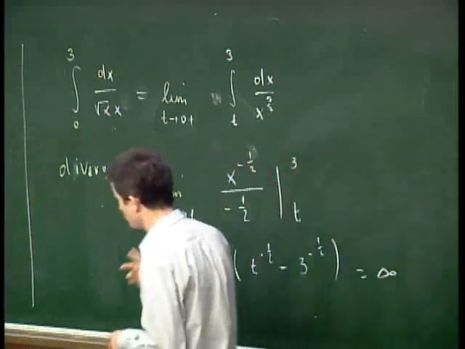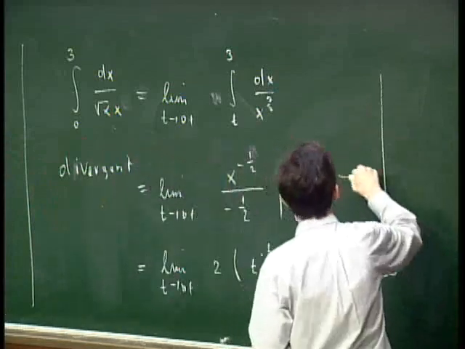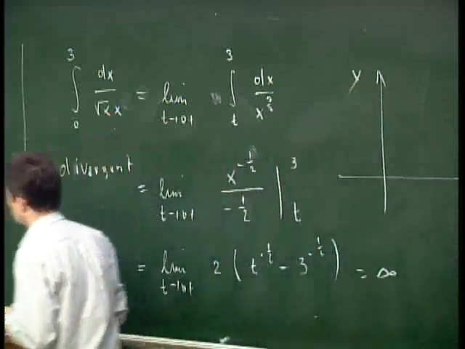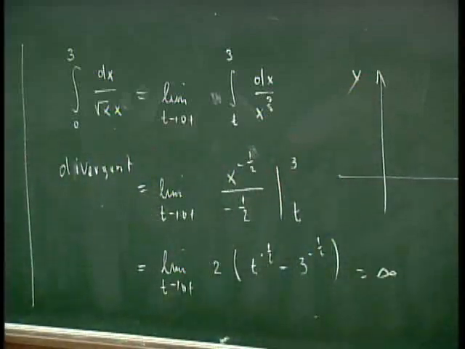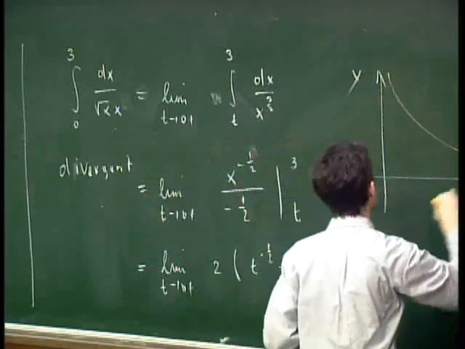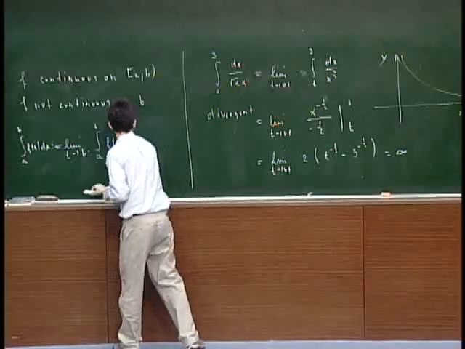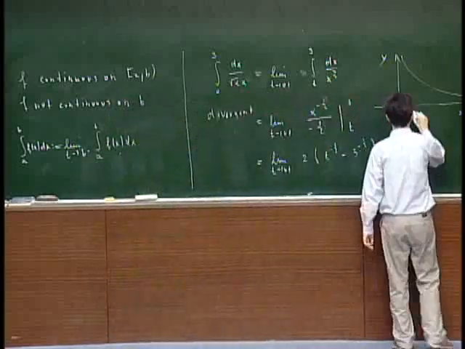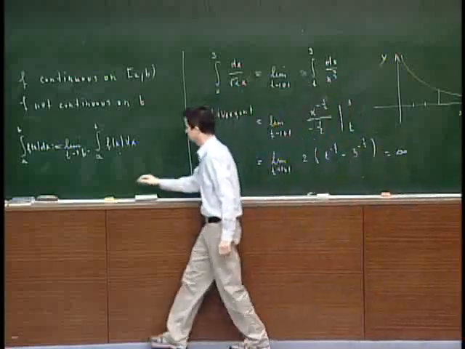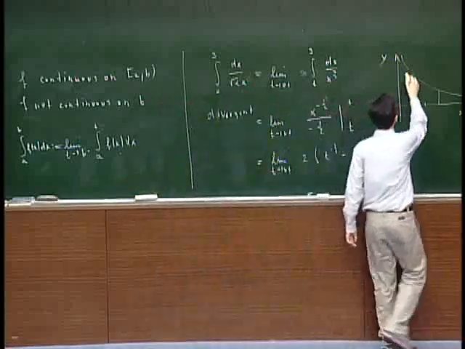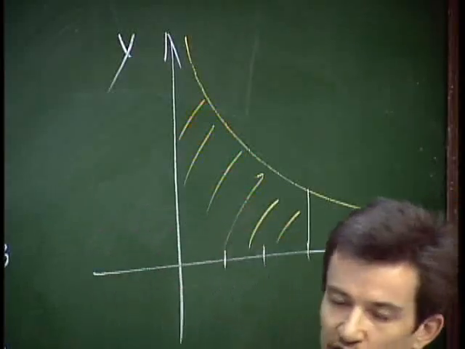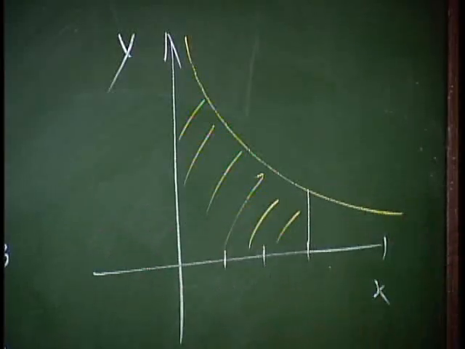Okay. So in other words, if we look at, draw the function. Okay, so if we draw this function here, this function will look like this here. And you have here 1, 2, 3. Then this means that this area here won't exist, okay? Or you can say the area is equal to infinity.